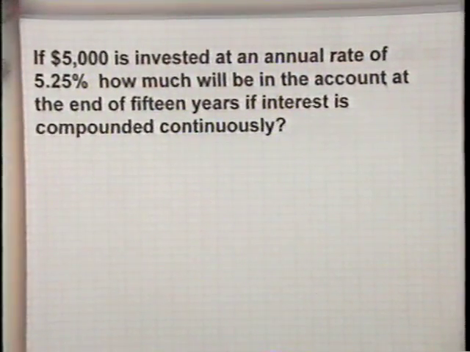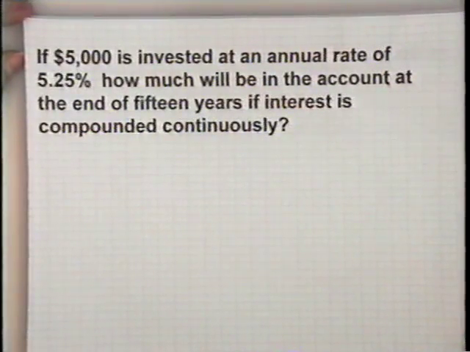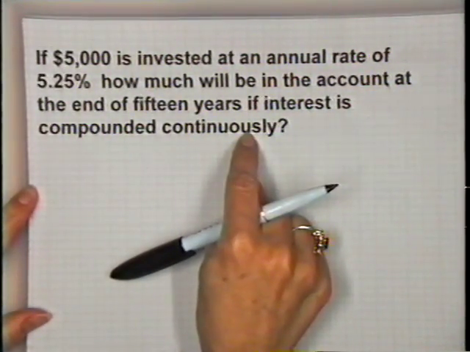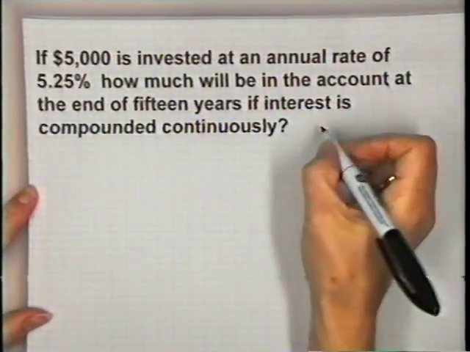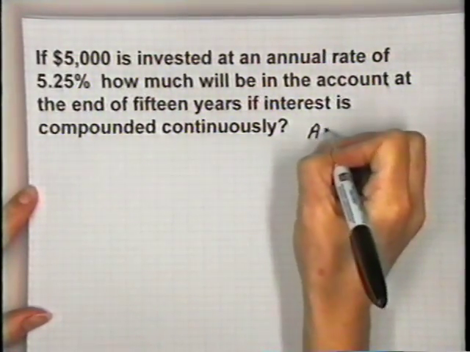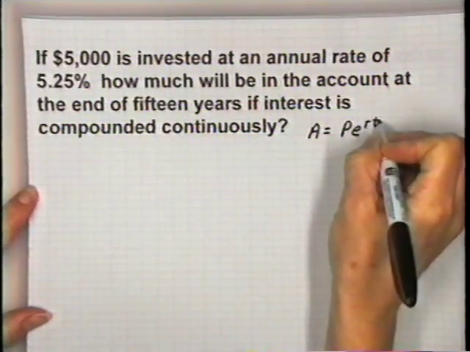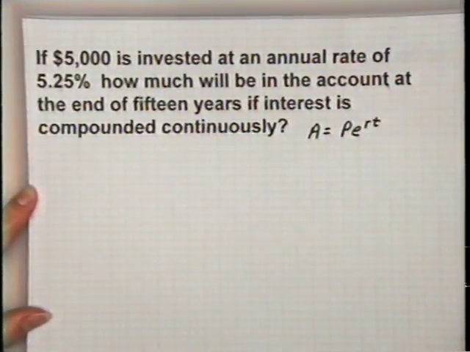If $5,000 is invested at an annual rate of 5.25%, how much will be in the account at the end of 15 years if interest is compounded continuously? Now, as soon as I notice that it says compounding continuously, then I'm going to think about that new formula. Let me write that formula down for us to look at here. A equals P times e to the rt. That's the formula that we're going to use.